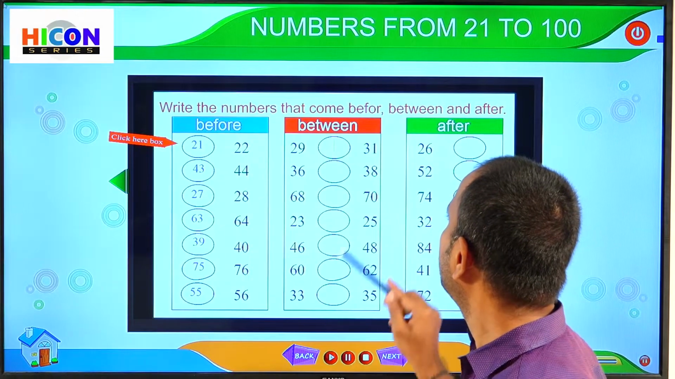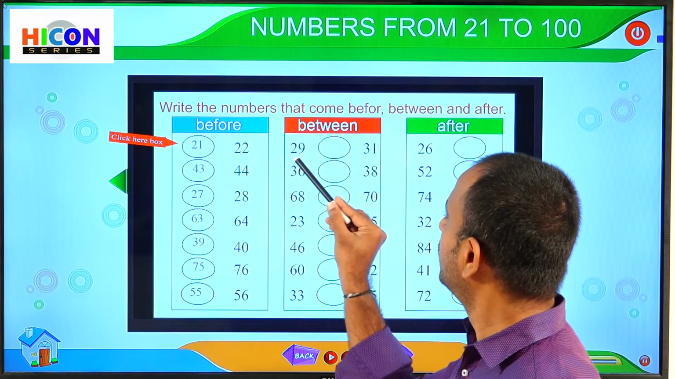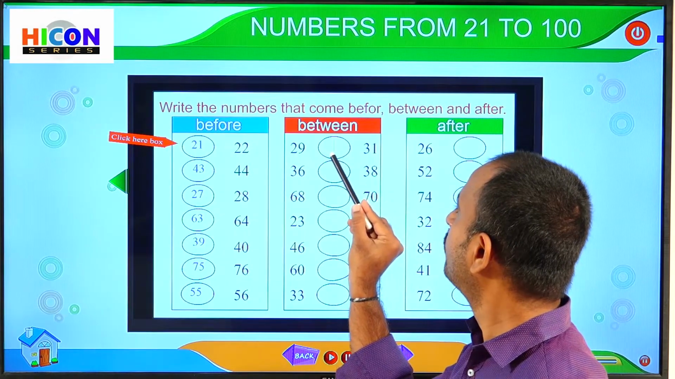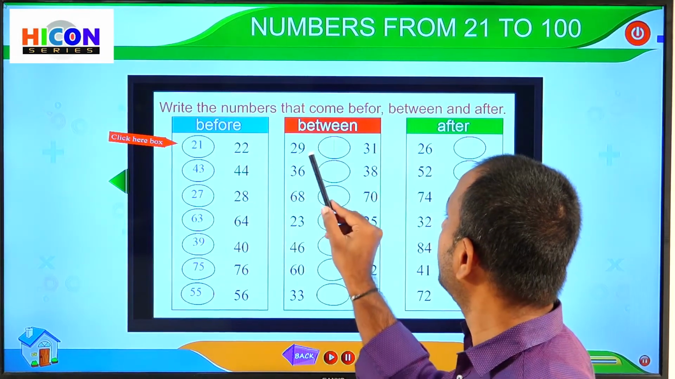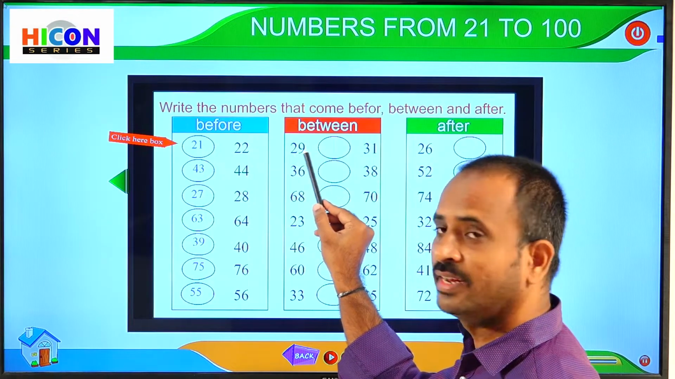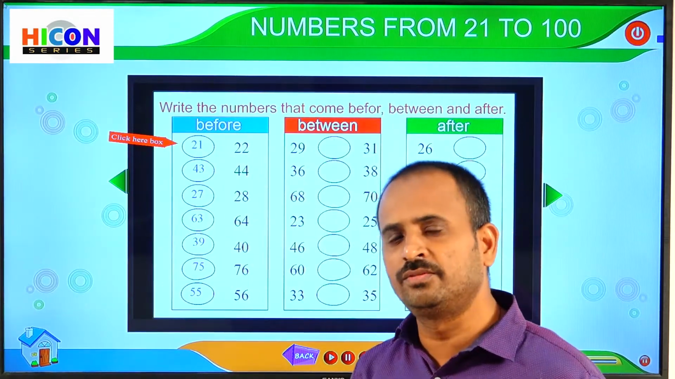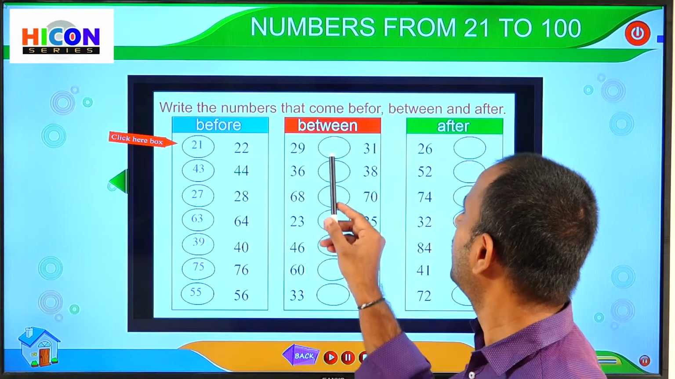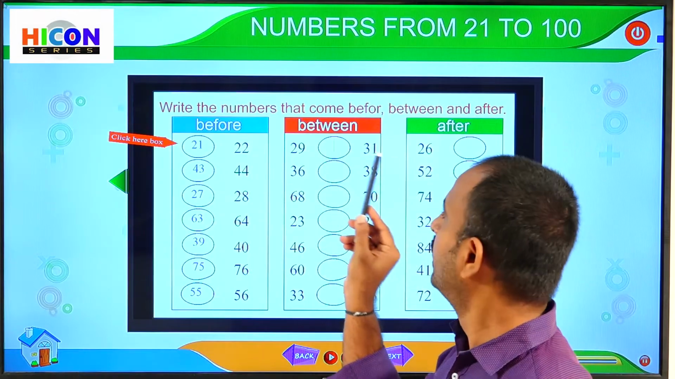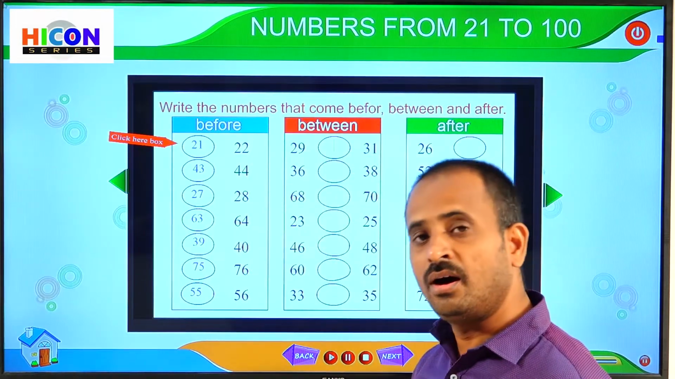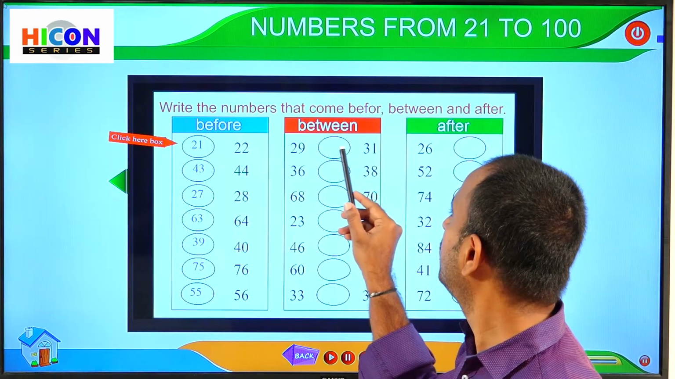Now see the next one, between numbers. We have to write the between numbers. Between 29 and 31, what number will we get? The between number will be obtained by writing the next number for 29 or the before number for 31. In any way we can write the between number. Write the after number for 29, then we will get the between number. Or if you write the before number for 31, we will get the between number.